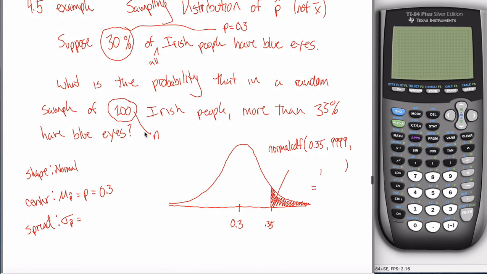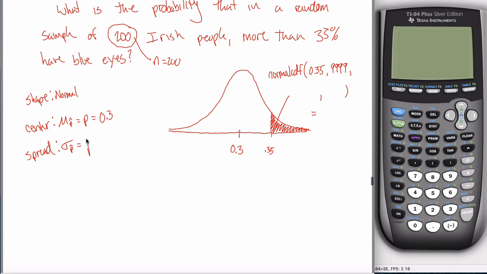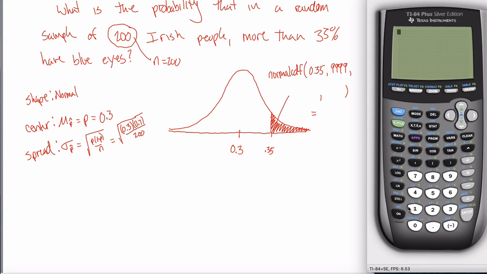And a nice thing is those are exactly the two things that were given to me in this problem. n was 200, and p was 0.3. So the spread is just the square root of p times 1 minus p divided by n. So in this case, p is 0.3, 1 minus p would be 0.7, and then n would be 200. And I'm fine with you leaving it just like this. Maybe for this first one, I'll calculate it just to talk about what this means. But generally speaking, you can leave it just like this.